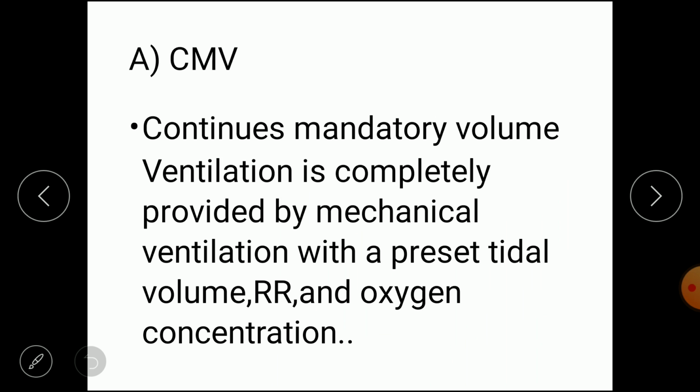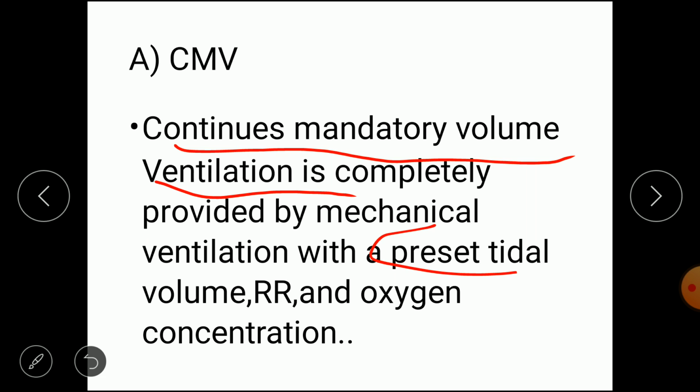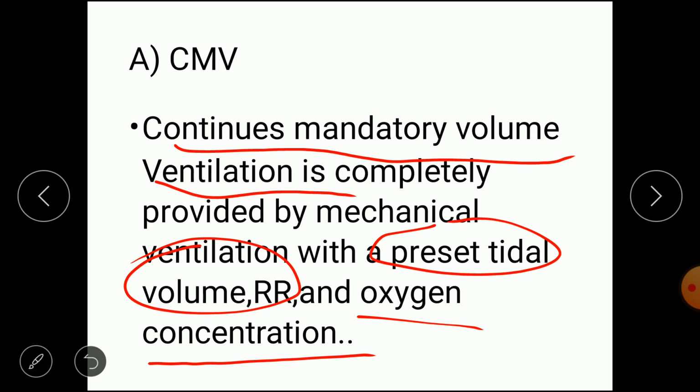First is CMV, continuous mandatory volume ventilation. It is completely provided by mechanical ventilation. In this mode the ventilation provided to the patient is completely through the mechanical ventilator. In this type of mode the patient cannot do any function itself. All functions of breathing are done only by the machine. In this mode, the preset tidal volume, preset respiratory rate and preset oxygen concentration are present.